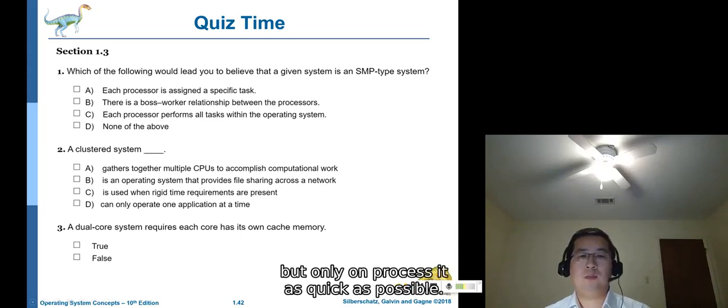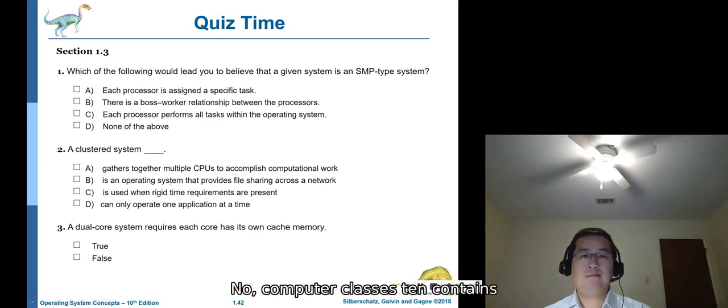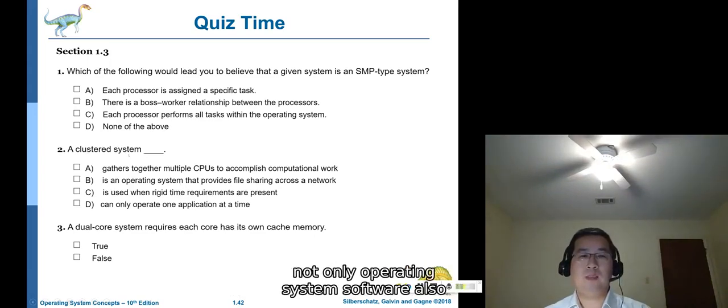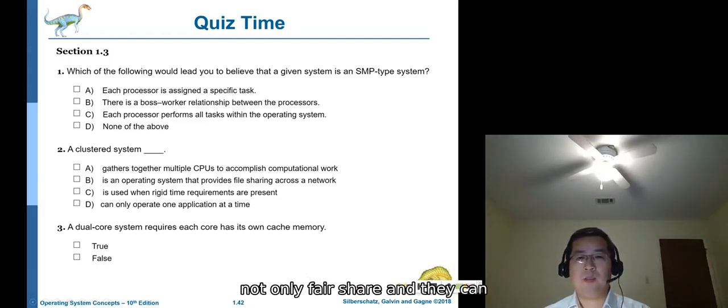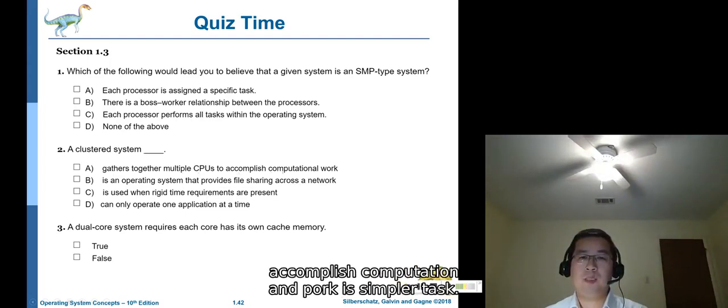Not so urgent, but we want to process it as quick as possible, because a cluster system combines several systems together. Is it an operating system? No. A cluster system contains not only operating system software, it also contains hardware that provides file sharing. Not only file sharing, they can do computation as well. So A is correct. It gathers together multiple CPUs to accomplish computational work. If it's a simple task, you don't need to use a cluster. Correct?